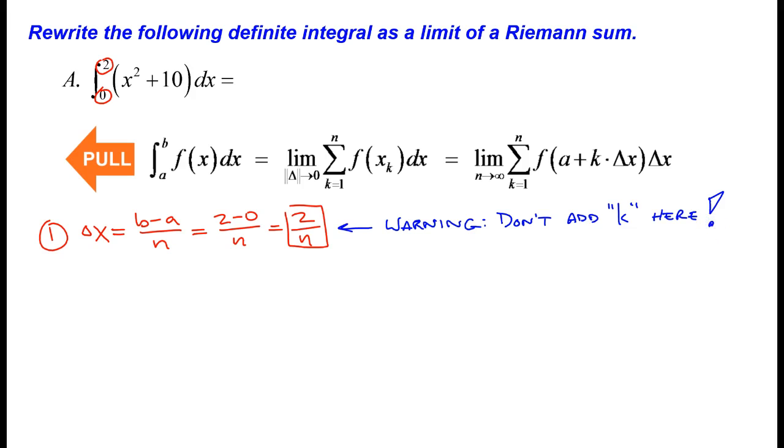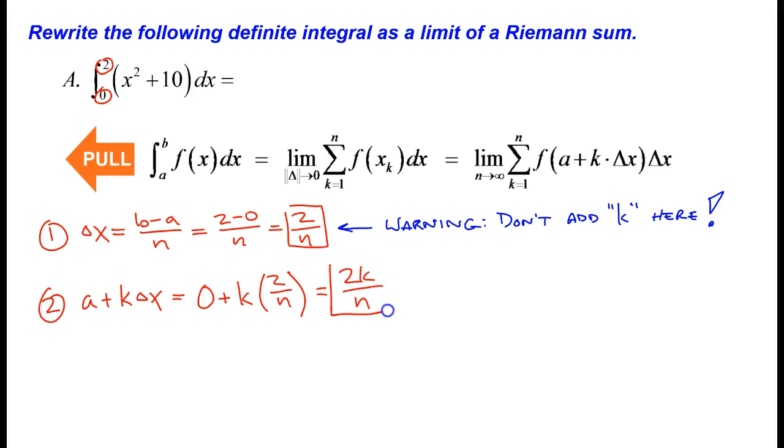Okay, we're going to move on to step 2. In step 2, we will see a k, and what we need to do is come up with an expression for a plus k times delta x. In this case, we have a, which is our lower limit of integration. k is an index for our sum. And then I have to multiply by delta x, which is 2 over n. So this we can simplify to just 2k over n. Maybe now you see why I was tempted to put a k up here, because these two things look very similar. But they are different.